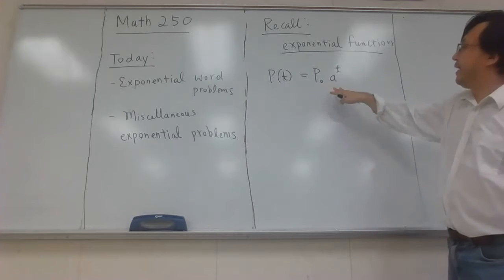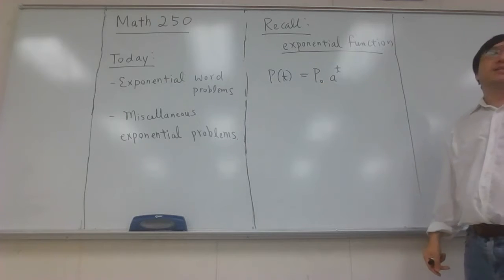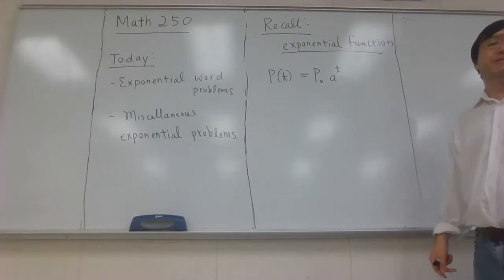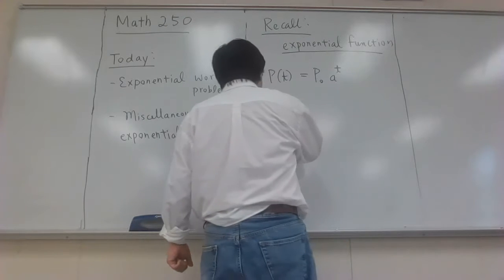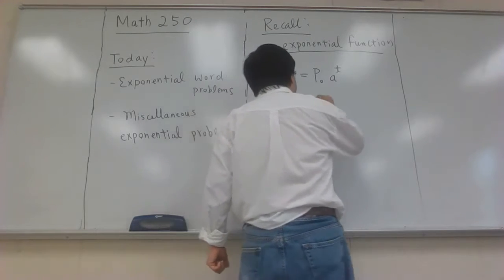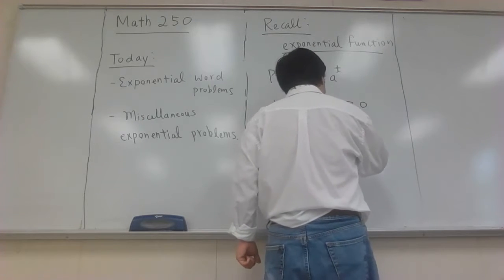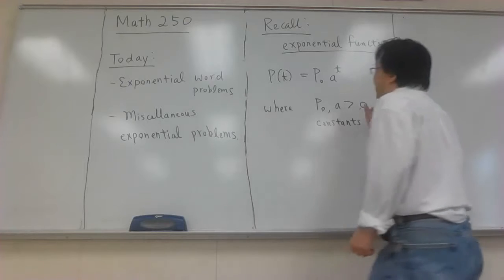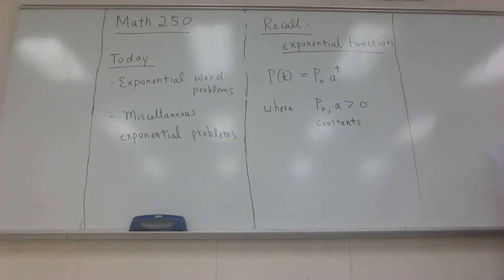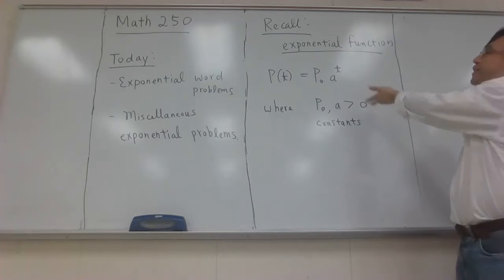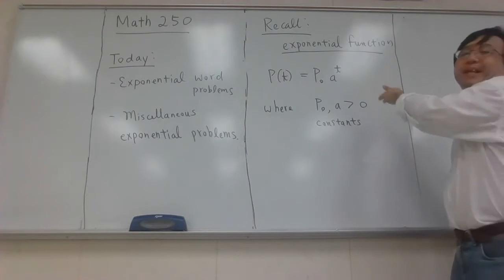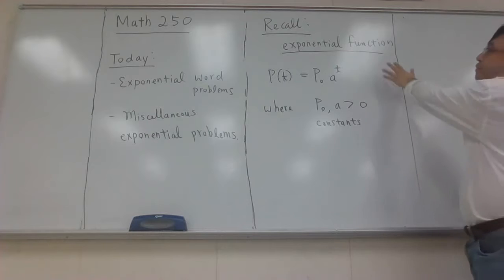And what are P naught and a? Well, P naught and a are just concrete, strictly positive constants. They're specific, strictly positive numbers. So that's what an exponential function is: a function that has the form of an exponent, where the input variable is in the power.